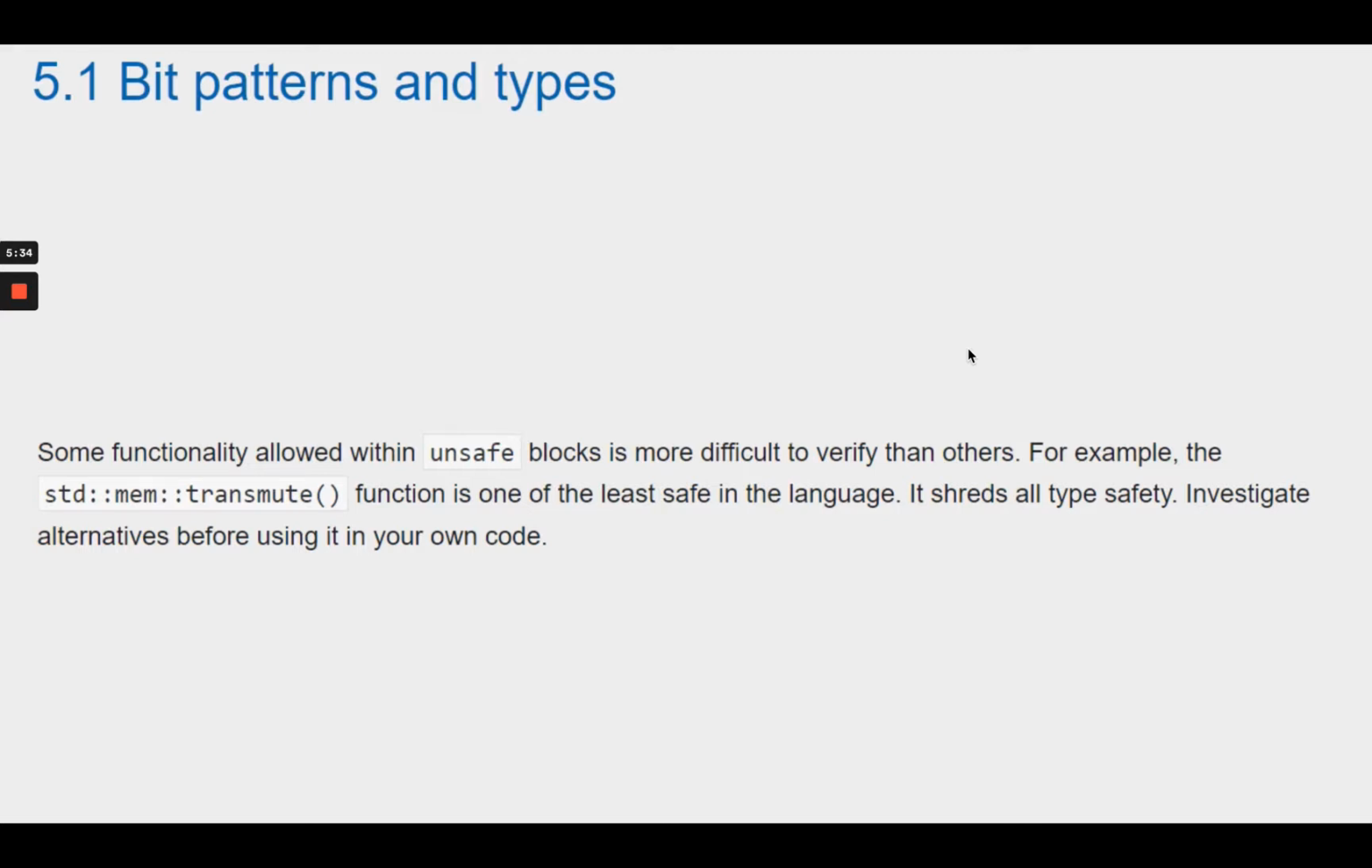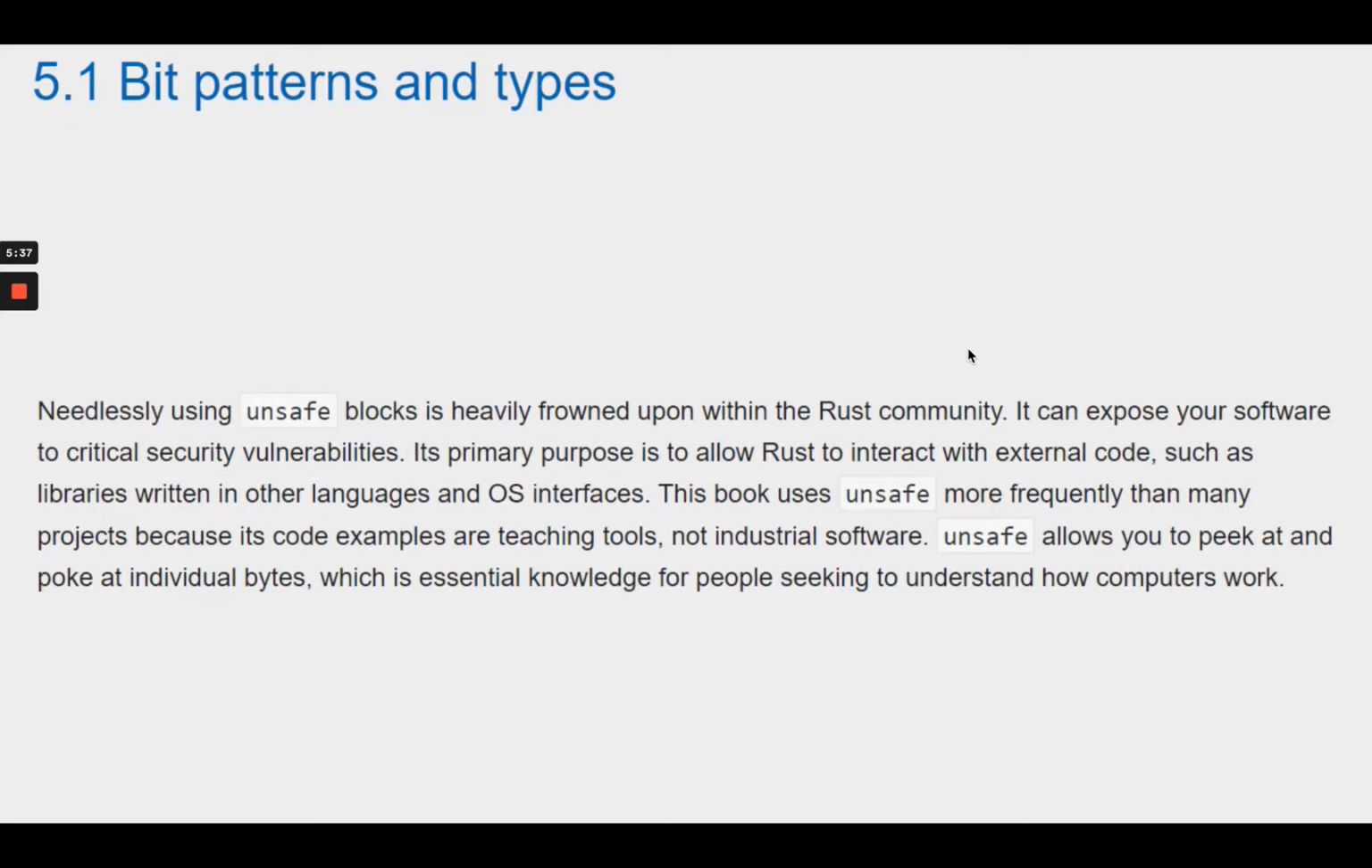Investigate alternatives before using it in your own code. Needlessly using unsafe blocks is heavily frowned upon within the Rust community. It can expose your software to critical security vulnerabilities. Its primary purpose is to allow Rust to interact with external code, such as libraries written in other languages and OS interfaces. This book uses unsafe more frequently than many projects because its code examples are teaching tools, not industrial software. Unsafe allows you to peek at and poke at individual bytes, which is essential knowledge for people seeking to understand how computers work.